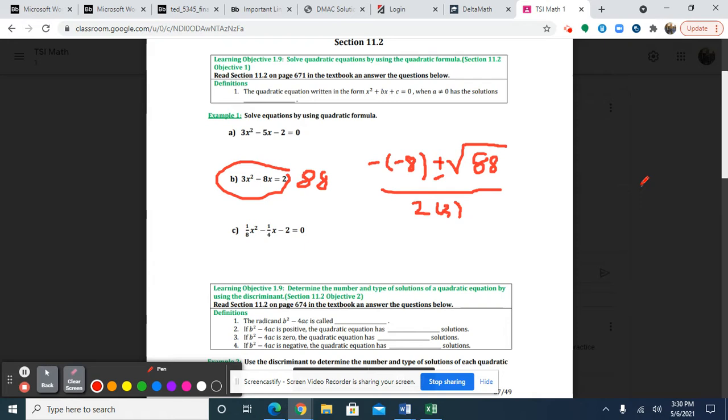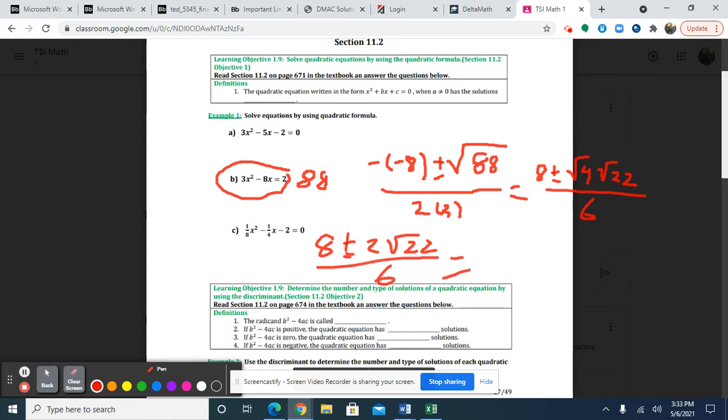So when we take the square root of 88, to simplify this, we're going to have 8. That's negative times a negative, which gives us a positive. And we're going to simplify 88. So 88 can be divided by 4. So that leaves us with the square root of 4 and the square root of 22 over 6, which again can be simplified to 8 plus or minus, and we take the square root of 4, which is 2, and we leave 22, and 6.